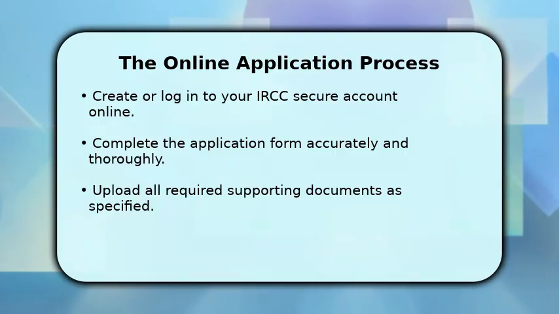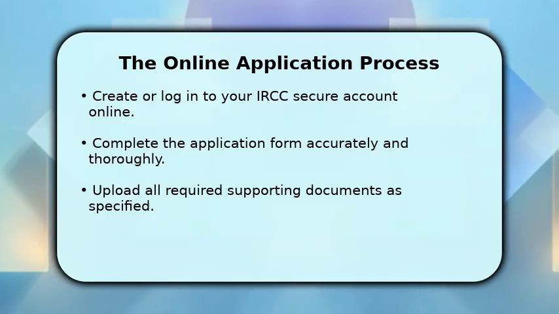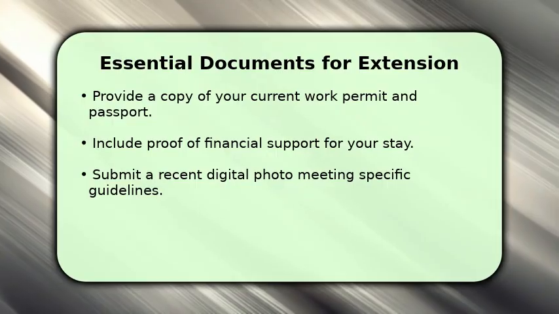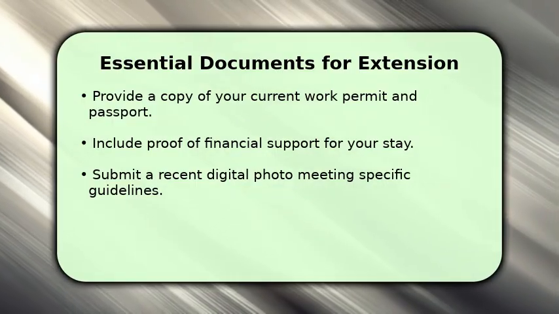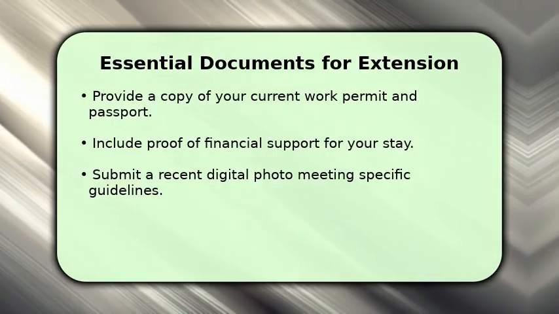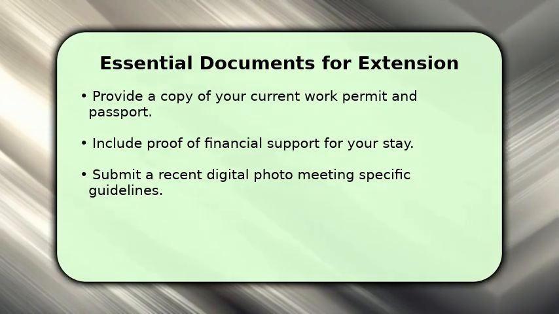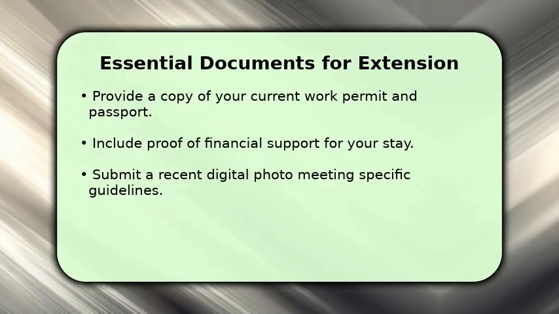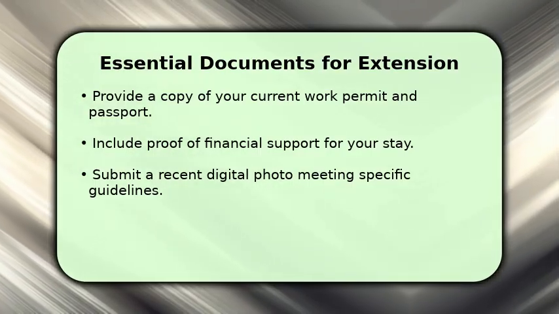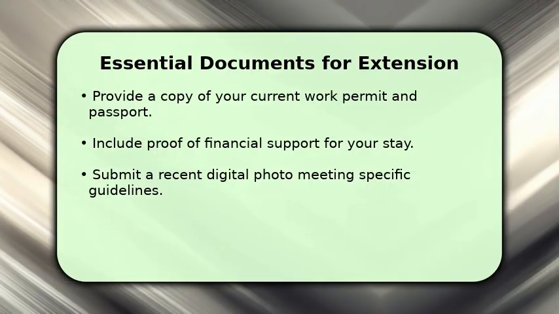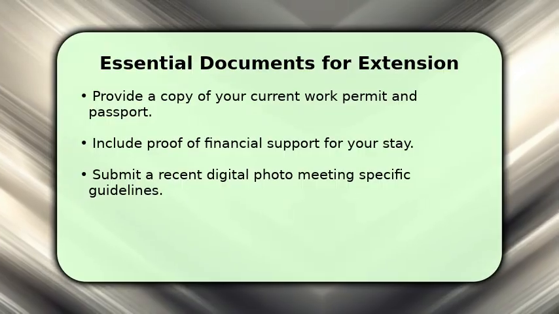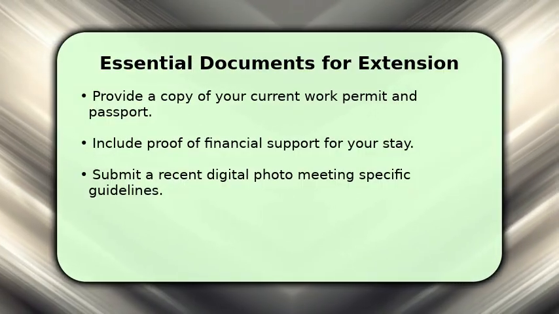Upload all supporting documents, making sure they meet the specified file size and format requirements. You will need several key documents for your extension application. This includes a clear copy of your current work permit and your passport's biographical page. You must also provide proof of financial support, demonstrating you can sustain yourself in Canada. A recent digital photograph, adhering to specific size and background requirements, is also essential for your application.